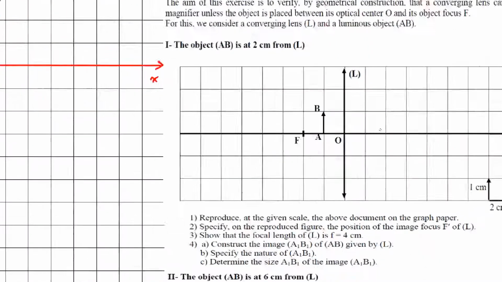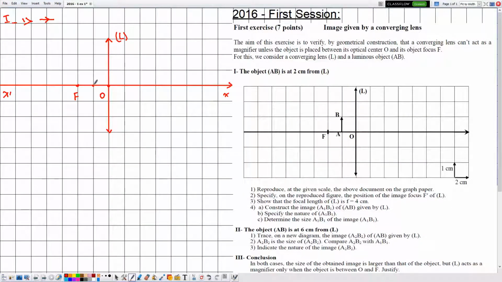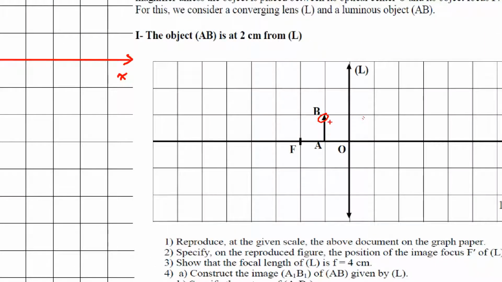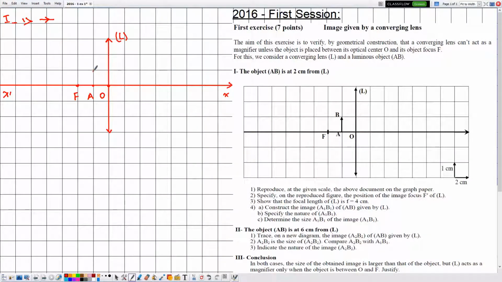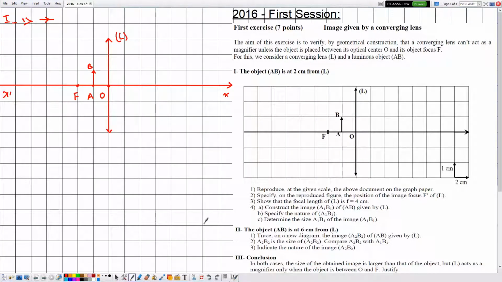Okay, and the point A is located on the optical axis 1 division in front of the lens. This is the point A. Moreover, the point B is located 1 division above A. A hat is found on B. Now let's trace the object. Moreover, the scale is given by 2 centimeters along the x-axis and 1 centimeter along the y-axis. So this is it for part 1.